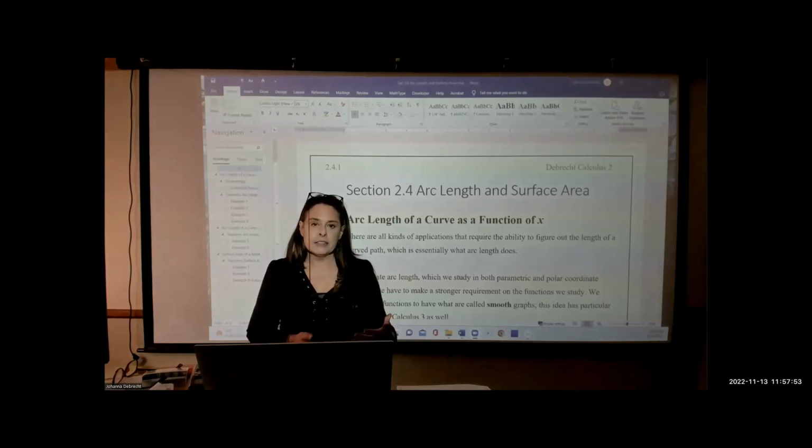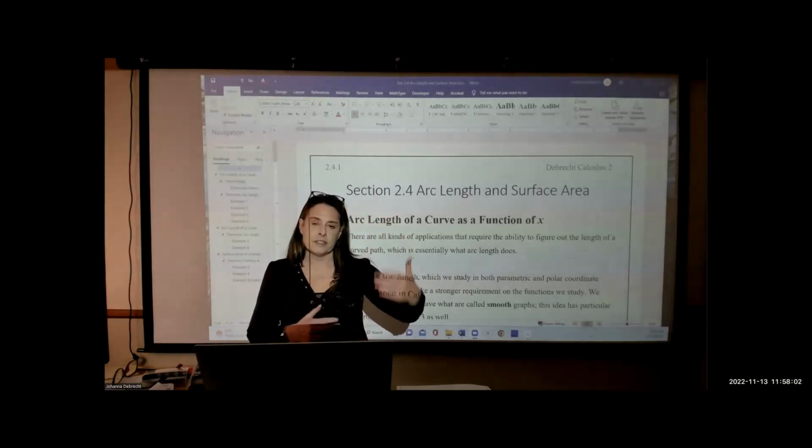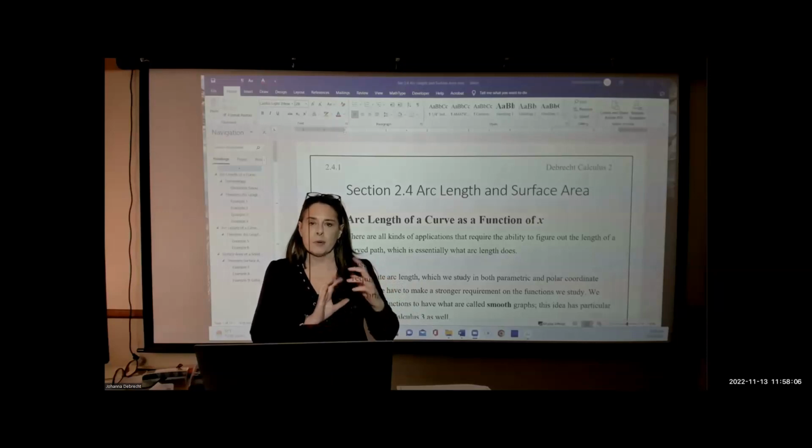Now we've just completed talking about volumes of revolution, but we haven't talked about how much paint it would take to paint the outside surface of that volume of revolution, or to cover it with wrapping paper with no overlap. That's what we're talking about when we're talking about surface area of a volume of revolution. In this first video, we're going to focus on arc length, and in the next video, we'll focus on surface area.